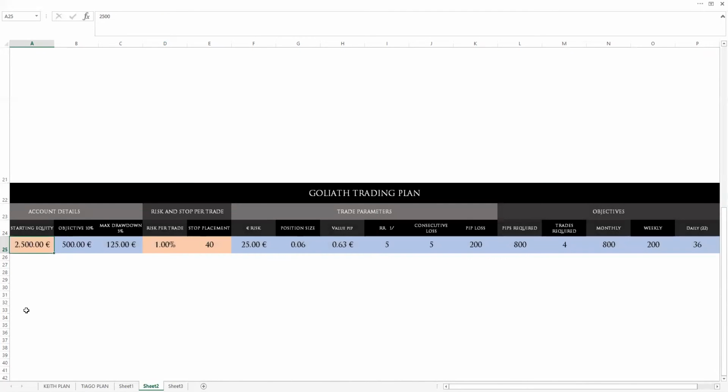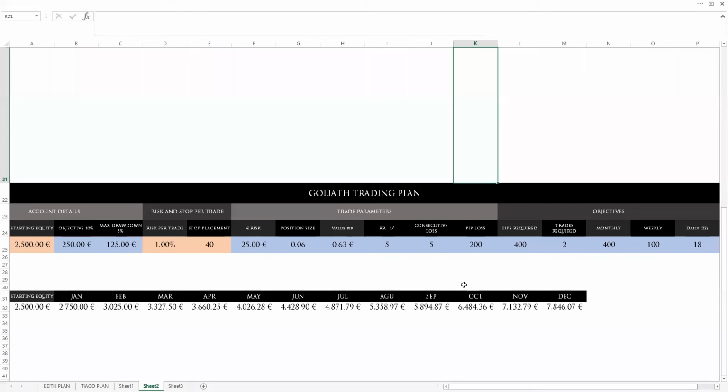So let's say with the 2500 account, my objective is 10%. Objective 10%, maximum drawdown 5%. This monthly objective doubles this money, more than doubles it by the end of the year.